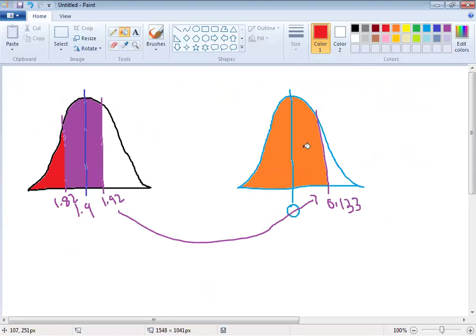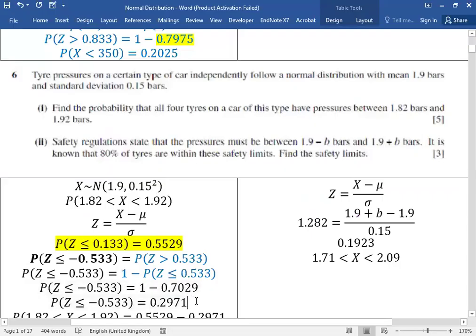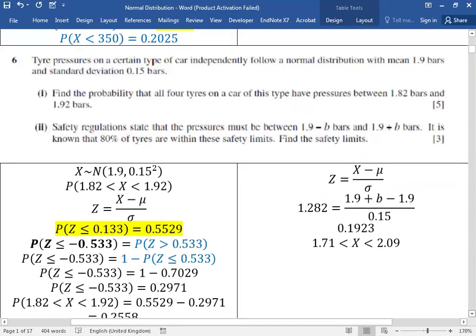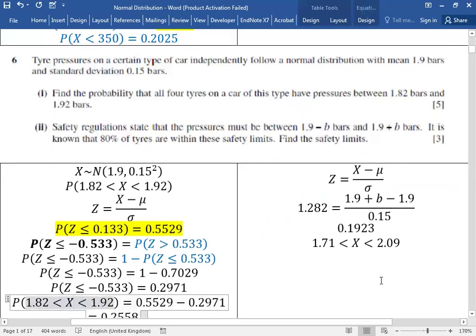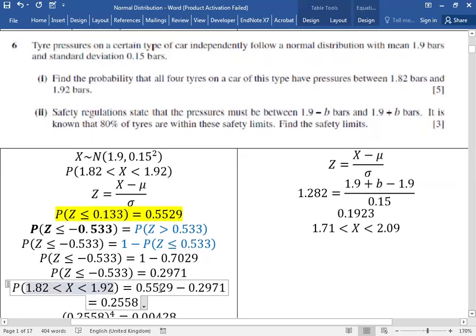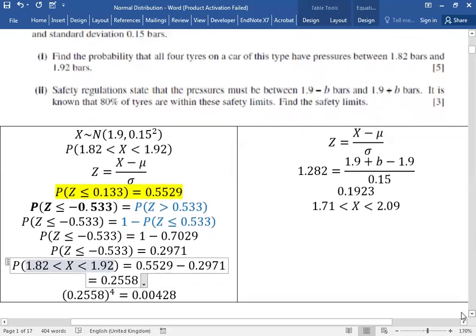So from the total you got, you subtract this probability, and you will get the probability for the pressure being in between 1.82 and 1.92, and that is 0.2558. But that is the probability of one tire having a pressure between 1.82 and 1.92. The question is asking, no, not multiply. Multiplying by itself. Is it understood? That all four successes should happen. Is that right? So success to the power 4. Is this clear?